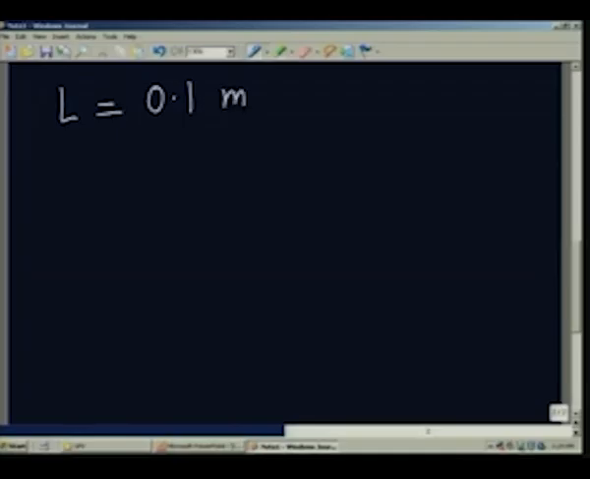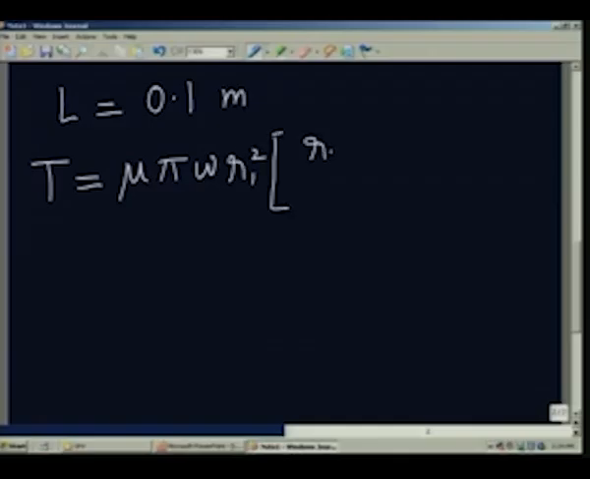Actually, the exercise is very simple now. So, the torque T, I have already given the expression in the previous lecture. I am just going to write down that expression. It is given by mu pi omega r1 squared multiplied by r1 squared by 2a plus 2 r2 L by B.